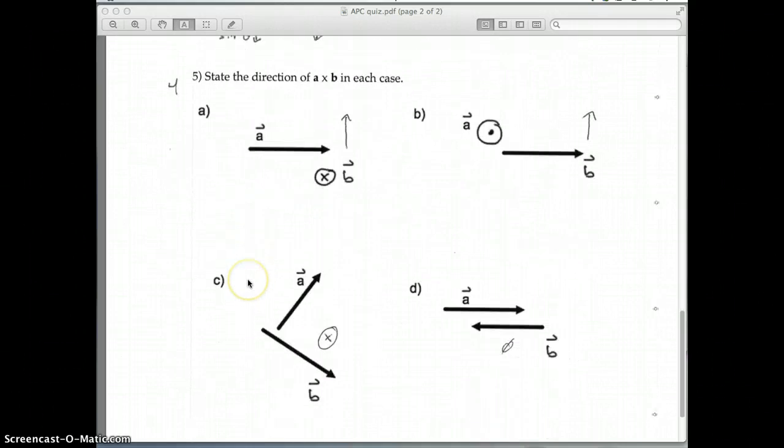Okay, this I have a little bit of trouble explaining in words. Thumb in the direction of A, index finger in the direction of B, put your third finger, your middle finger, at a right angle to both of them. These are the answers. Up, up, into the page, and the cross product of these two vectors is 0.